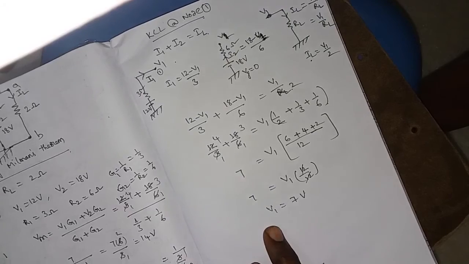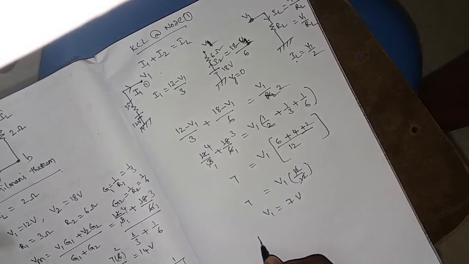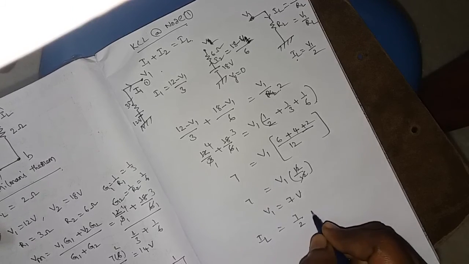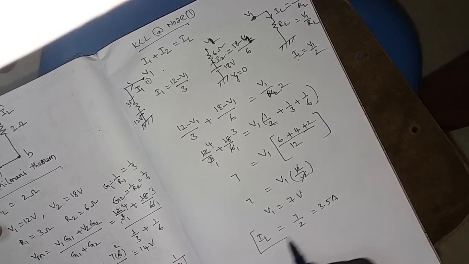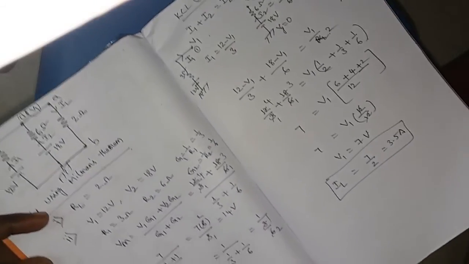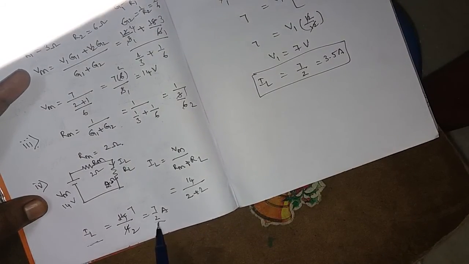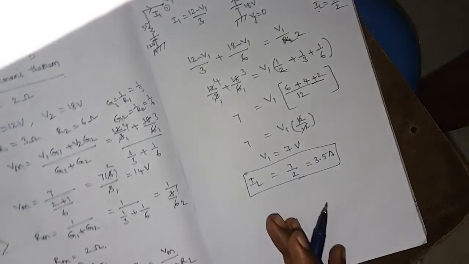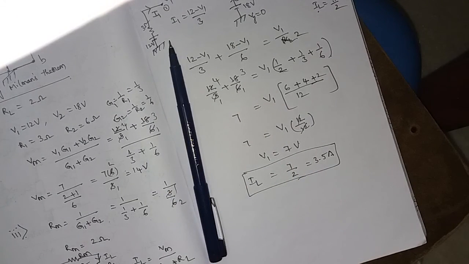Yes, once I got the value of V1, then I can estimate the value of IL. So hence IL is equal to V1 by 2, that is 7 by 2, which is 3.5 amps. Okay, now you see the same thing is verified. By applying Millman's theorem, you have 7 by 2 amps, and by applying the KCL directly we have 7 by 2 amps. So therefore Millman's theorem is verified. So this is how we can solve the problem.